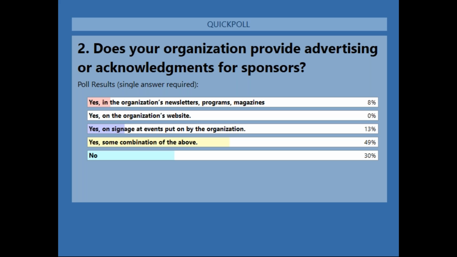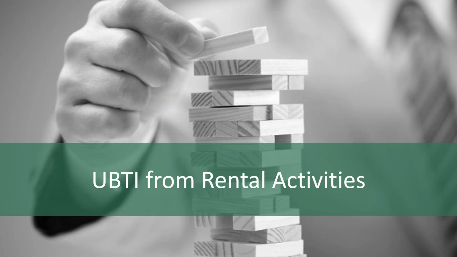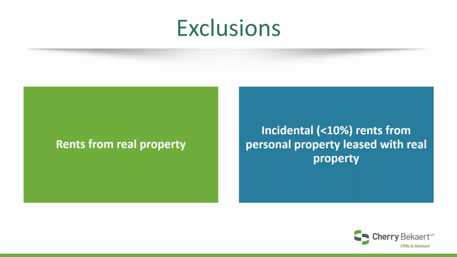Okay. So now let's dive into UBTI from rental activities. The general exclusion from UBTI for rental activities includes rents from real property, so land and building, and incidental rents from personal property, incidental being defined as less than 10%, which are leased with real property. So those are the two main things.